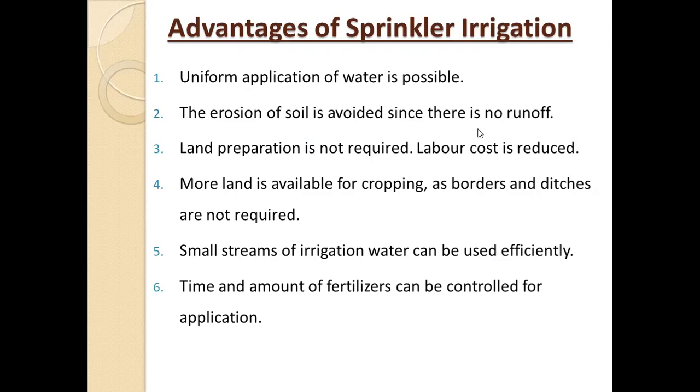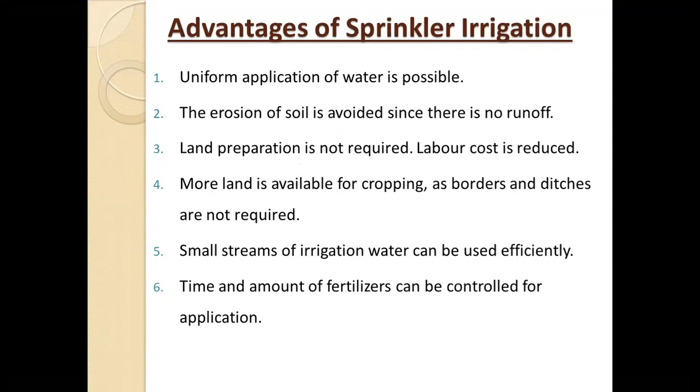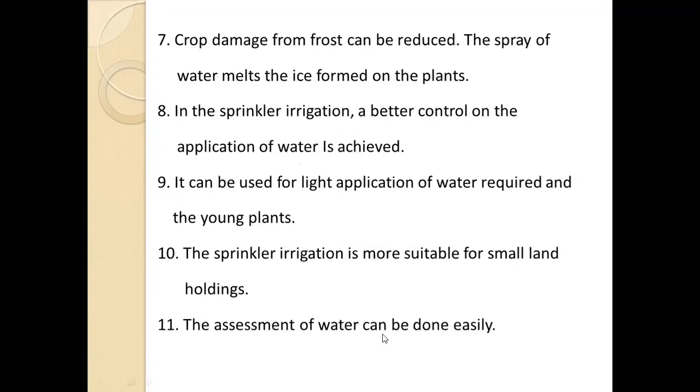So small streams of irrigation water can be used efficiently. The time and amount of fertilizers can be controlled for application. Crop damage from frost can be reduced. The spray of water melts the ice formed on the plants. In sprinkler irrigation, better control on the application of water is achieved, so it can be used for the light application of water required by young plants.